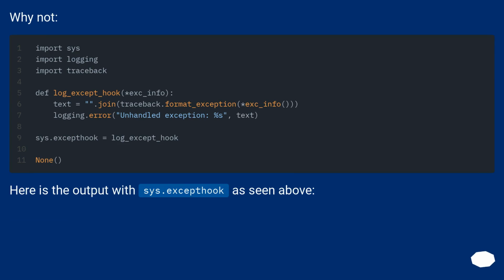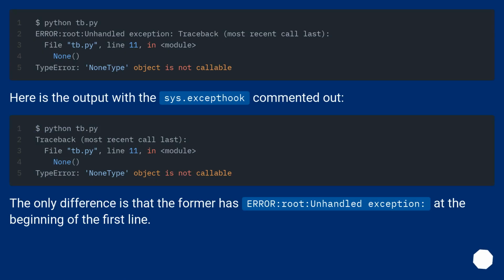Here is the output with sys.excepthook as seen above. Here is the output with the sys.excepthook commented out. The only difference is that the former has the error column, root column, unhandled exception column at the beginning of the first line.